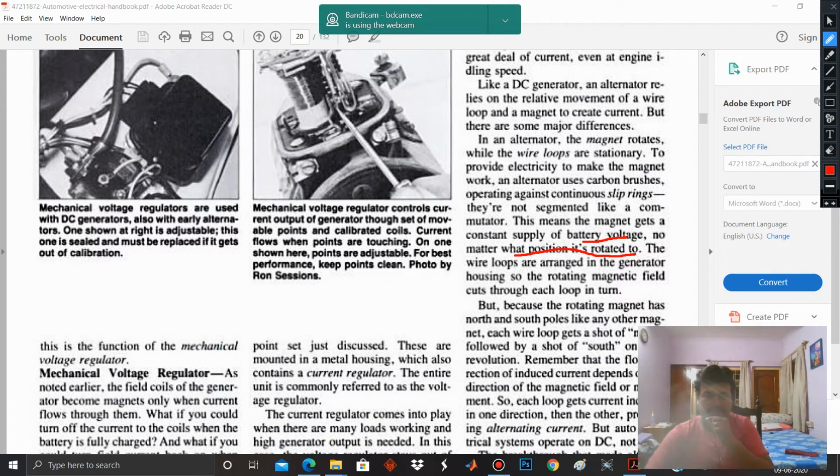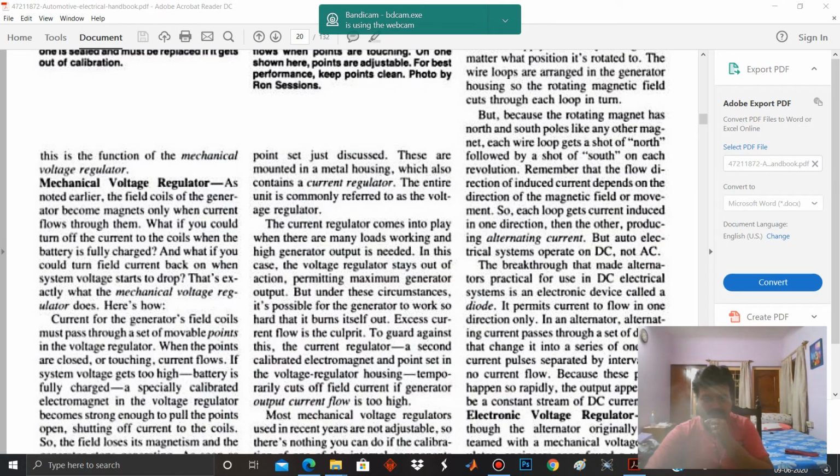The wire loops are arranged in the generator housing so that the rotating magnetic field cuts through each loop in turn. This is the operating principle. Because the rotating magnet has a north pole and a south pole like any other magnet, each wire loop gets a shot of north followed by a shot of south, so the current becomes alternating on each revolution. Remember that the flow direction of the induced current depends on the direction of the magnetic field or movement. Each loop will get current induced in one direction, then the other, producing alternating current.